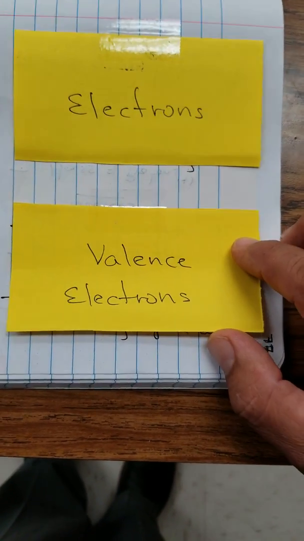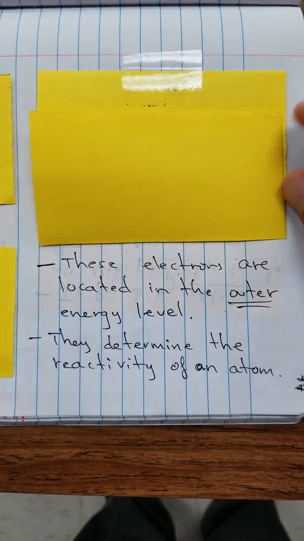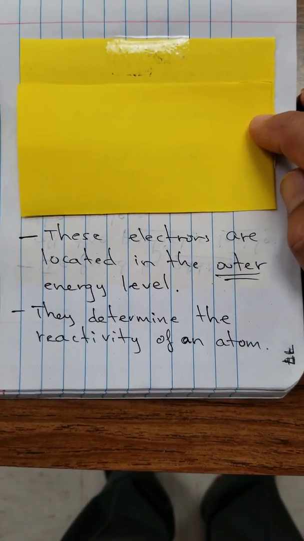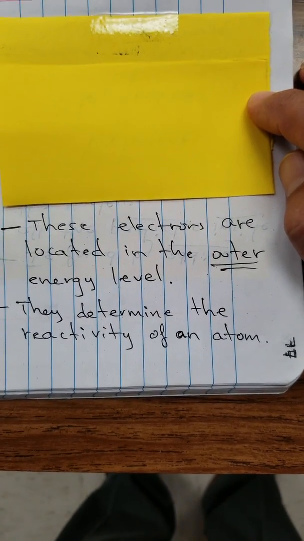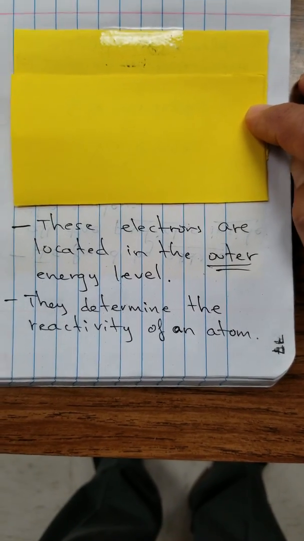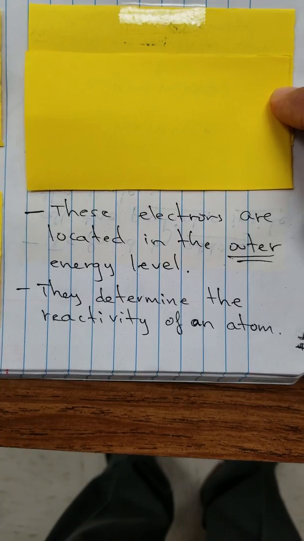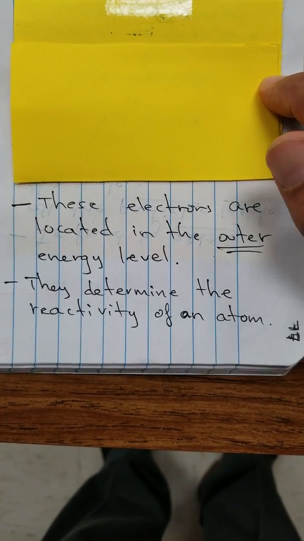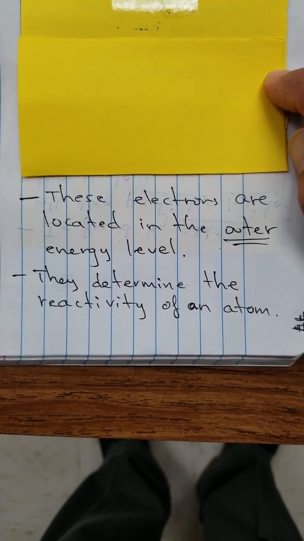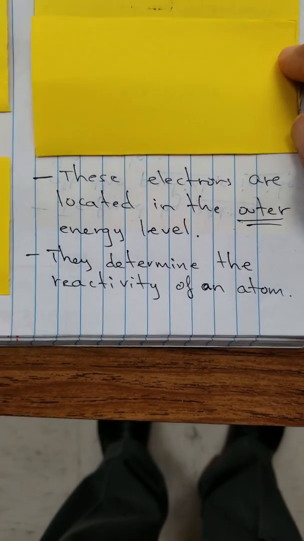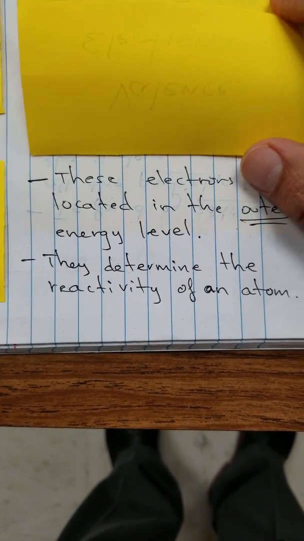On the other hand, we have valence electrons, and valence electrons are electrons that are located on the outside. These are electrons that are located on the outer energy level, whatever last energy level the atom has, and whatever amount of electrons they have on that energy level, those can be considered the number of valence electrons. The valence electrons are very important because they determine the reactivity of an atom. It all depends how many valence electrons they have. That's how reactive the atom can be.